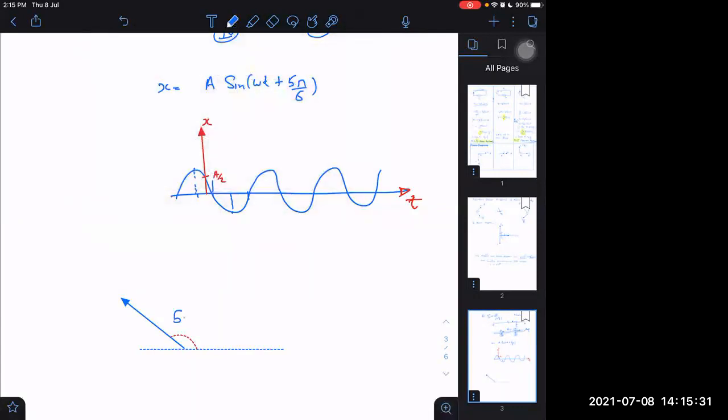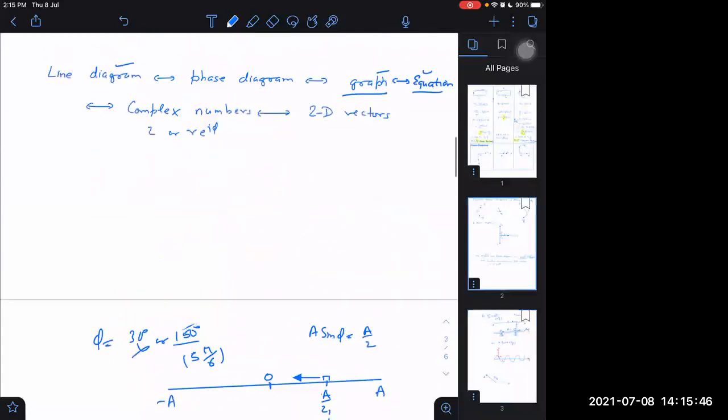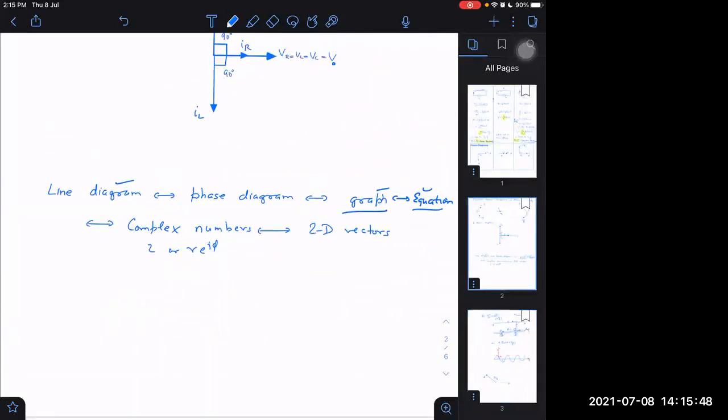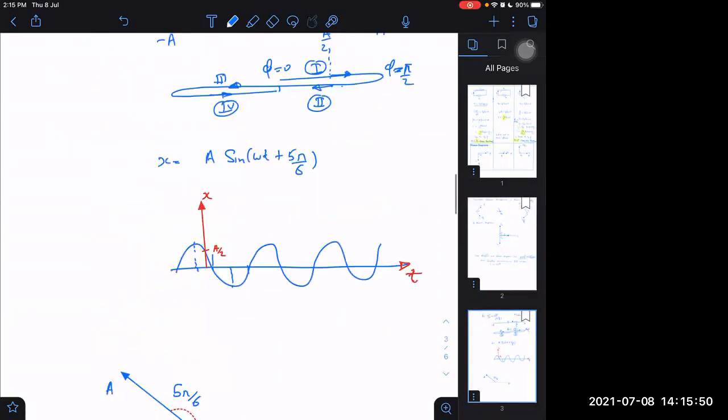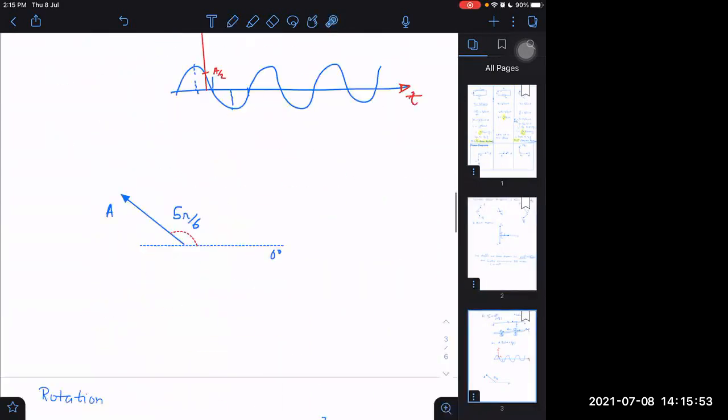5 pi by 6. This is the 0 degree angle, and here it becomes 5 pi by 6, and the magnitude is, let us write the magnitude here, magnitude is equal to A. That is the phasor diagram. The phasor diagram is also drawn. In the phasor diagram, what do we represent? Just a vector, a vector in 2 dimensions.